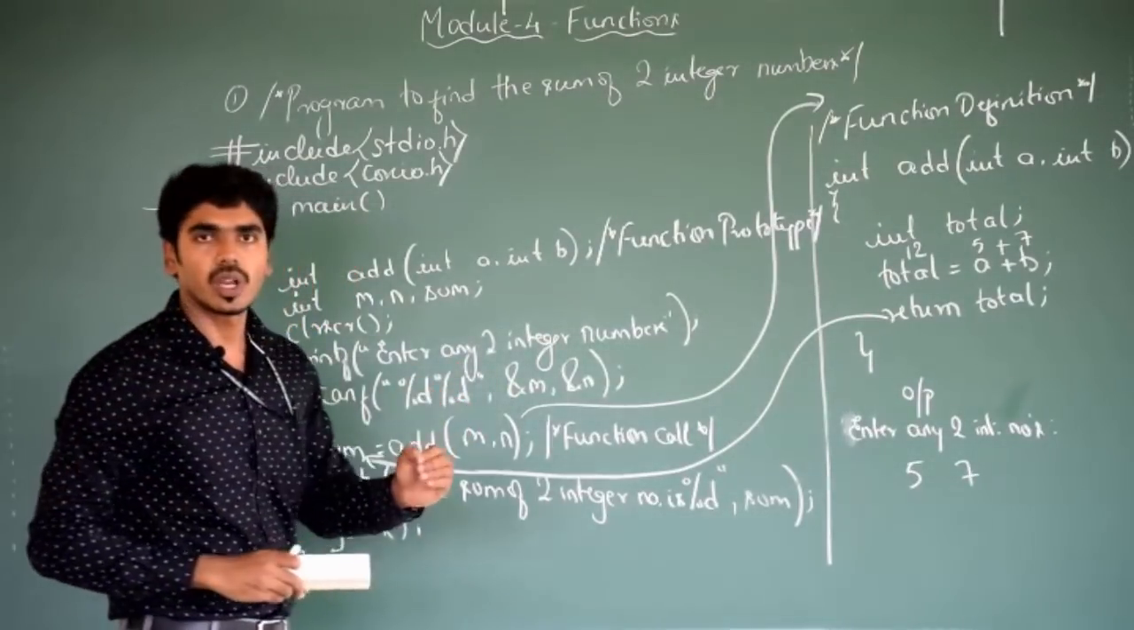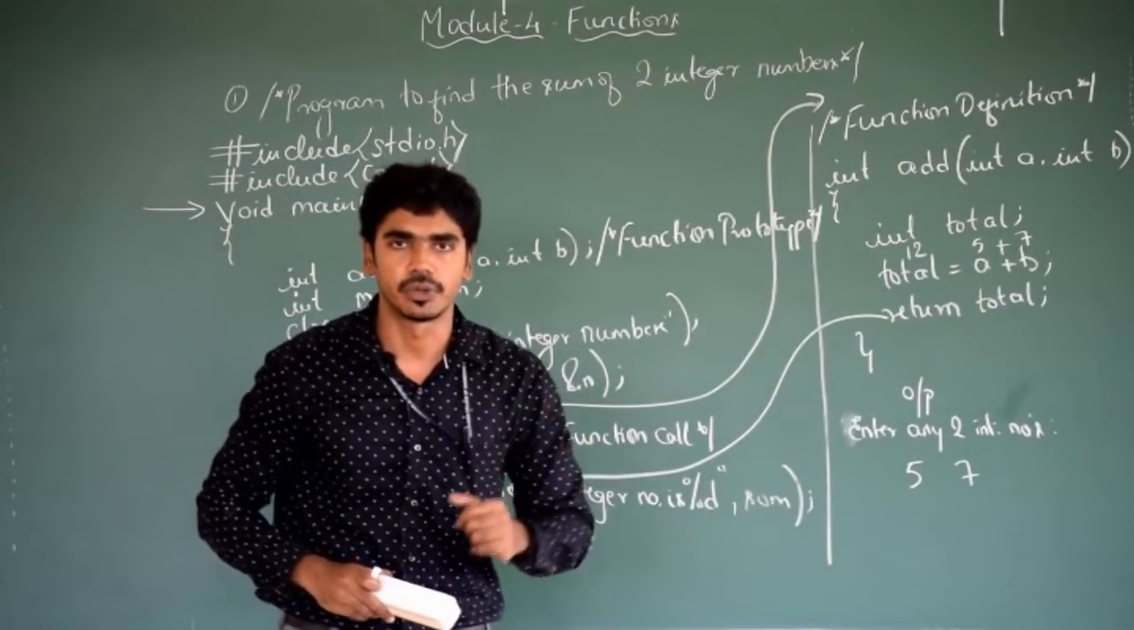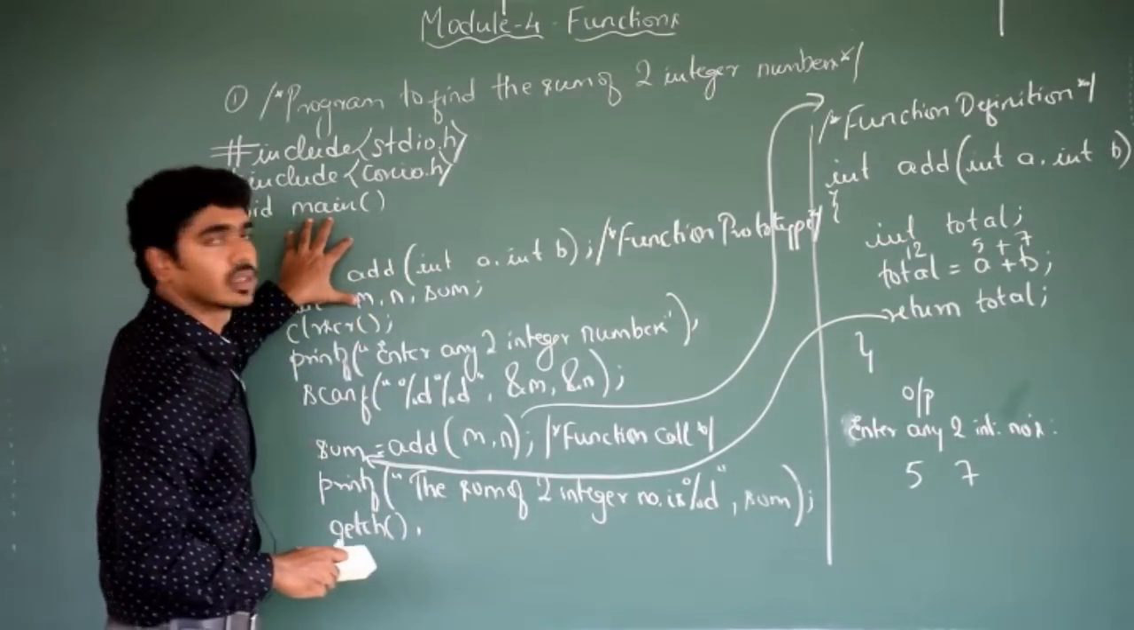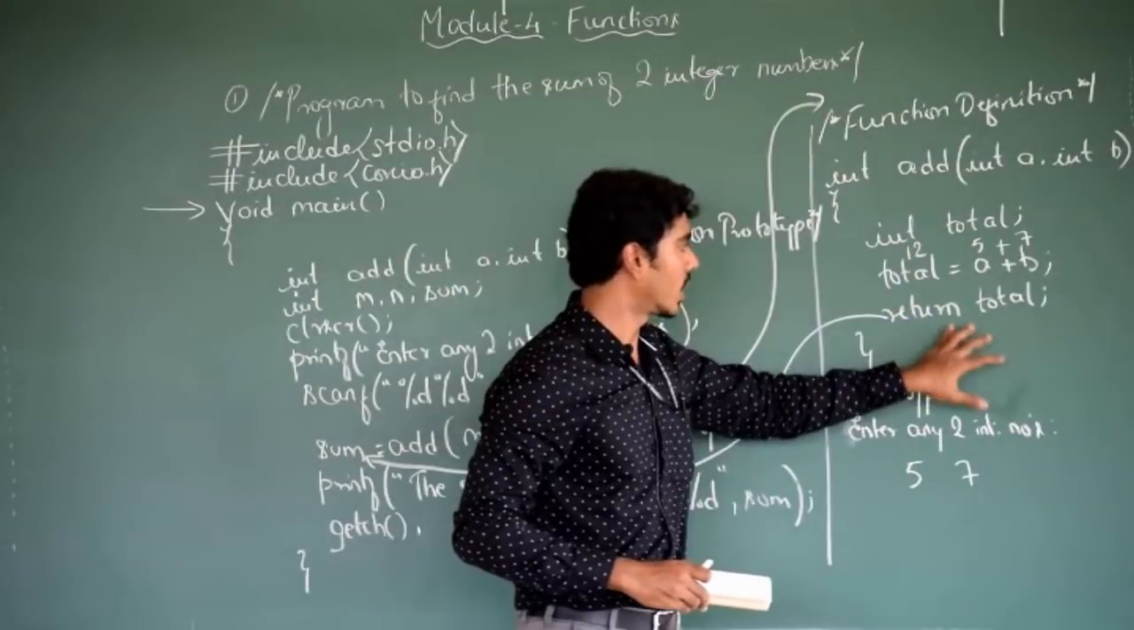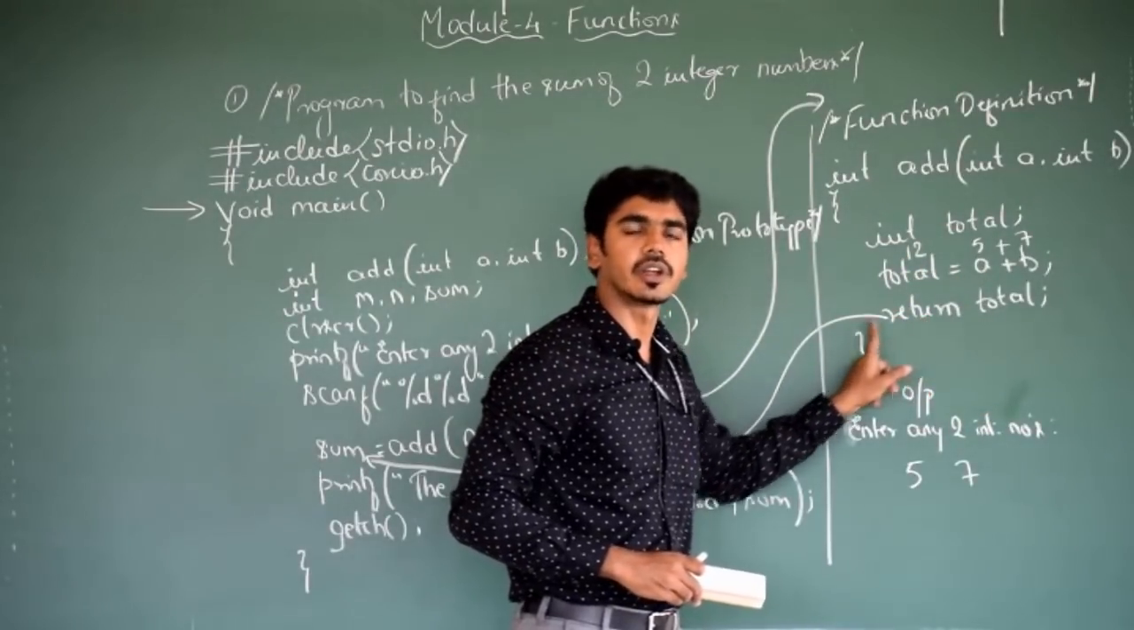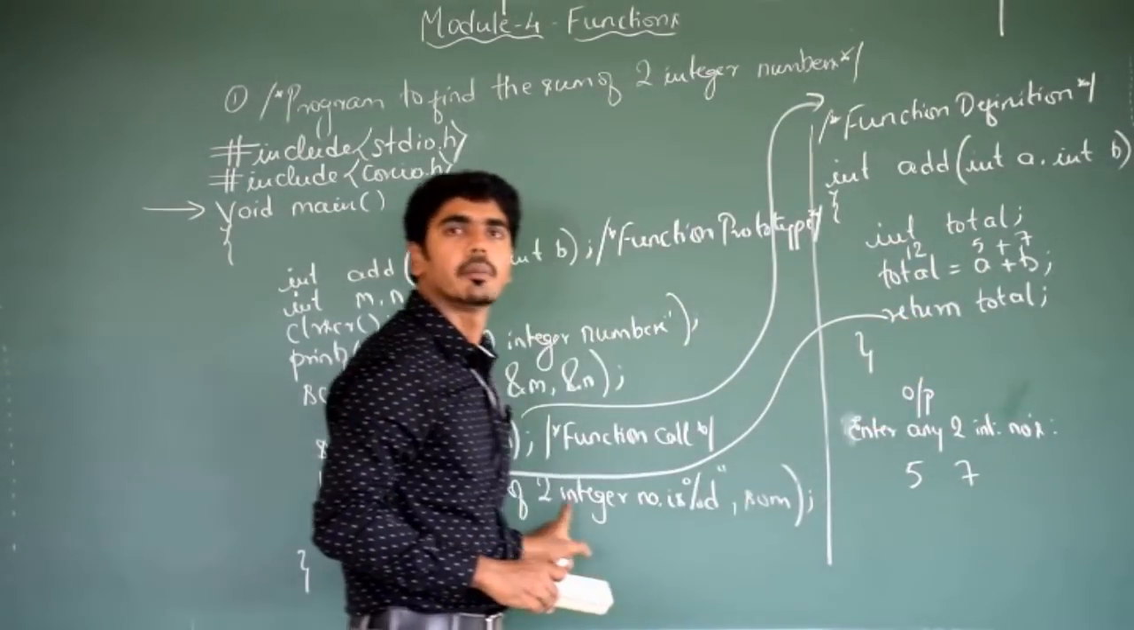So this is how a program involving a function is going to execute. Now this is the calling program and this is the called program. After executing the whole task, the return statement returns the control and the result back to the main program.